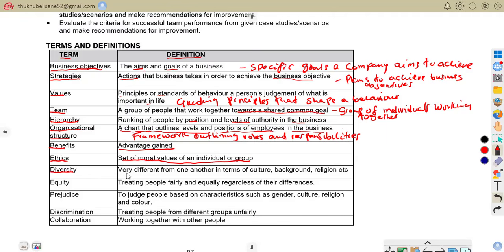Now we come to diversity. With diversity, we're talking about being very different from one another in terms of culture, background, religion, and so on. So diversity is the presence of differences within a group. That's what we're talking about today, diversity.